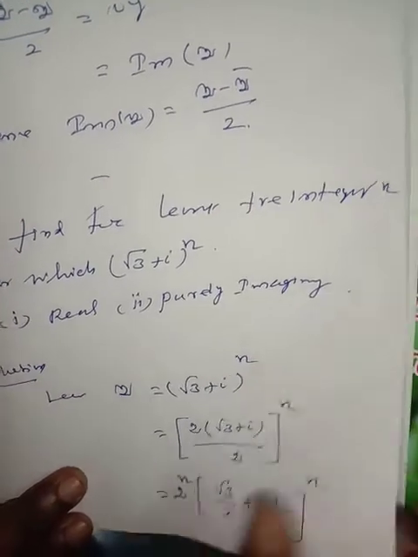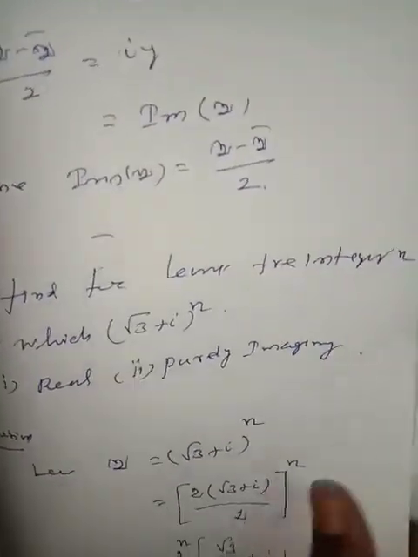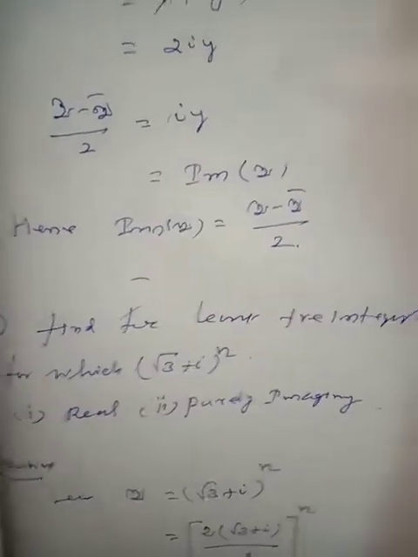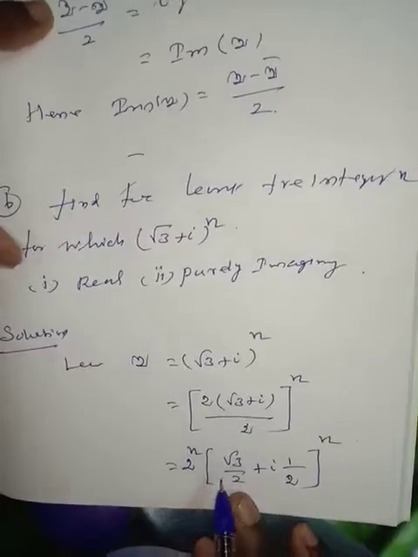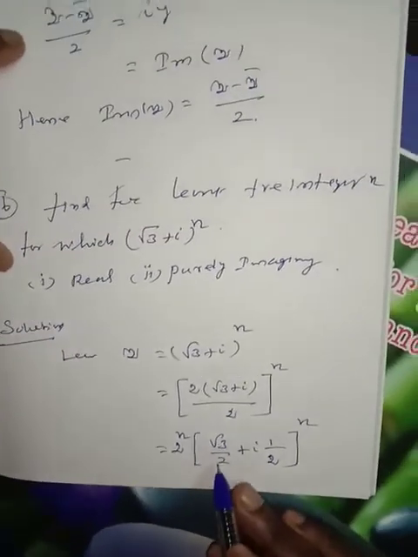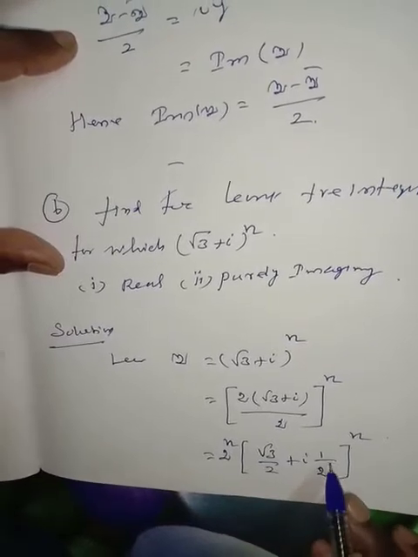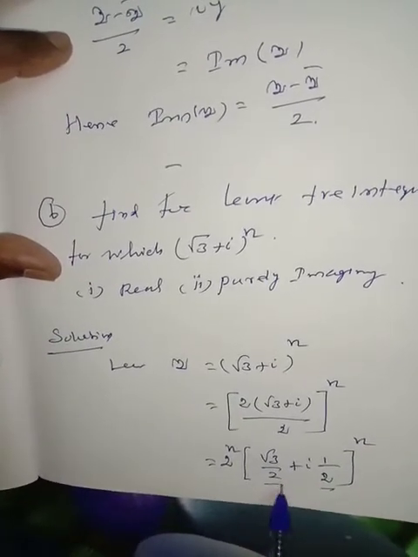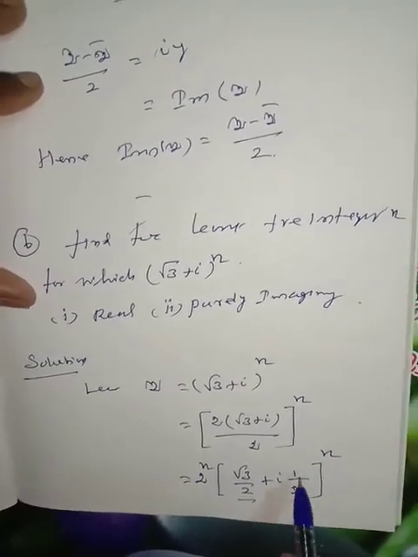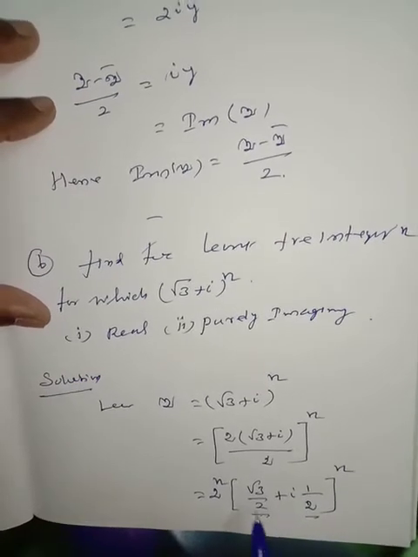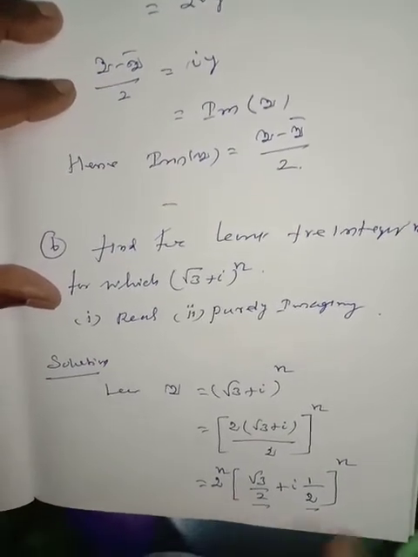power of n. Now we have to take sine column and cos column. Sin pi by 6, sin that is 1 by 2, cos that is root 3 by 2. Already known result. Sin that is 1 by 2, cos that is root 3 by 2.